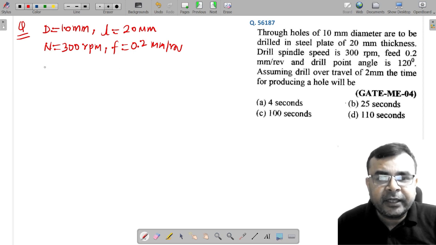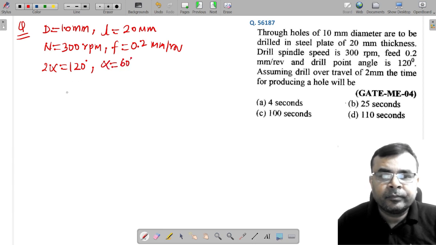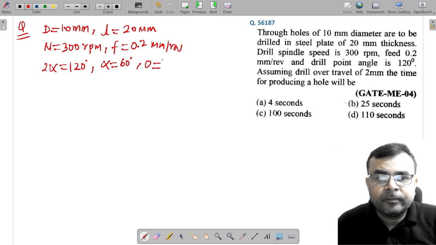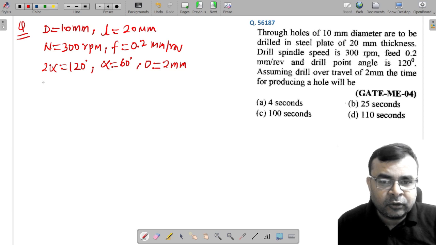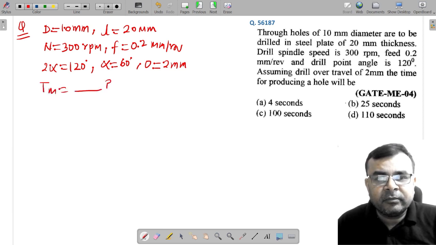And the drill point angle, meaning 2 alpha, is given here as 120. So from this can I say alpha is 60 degree. And assuming drill over travel is 2 millimeter, O is the over travel. So the time for producing a hole will be, so we need to calculate the machining time.